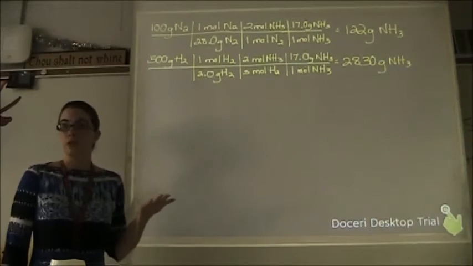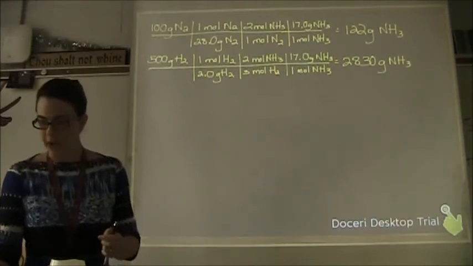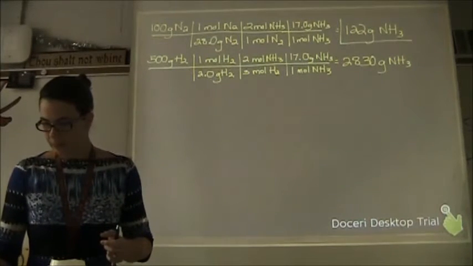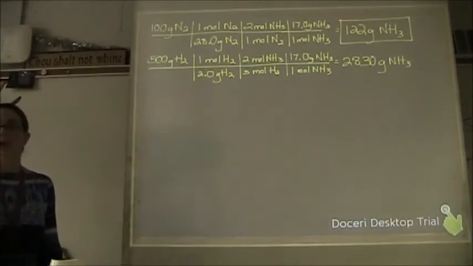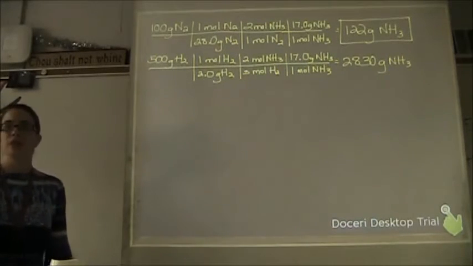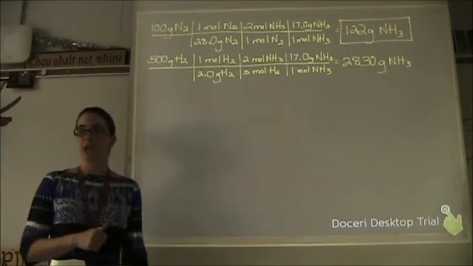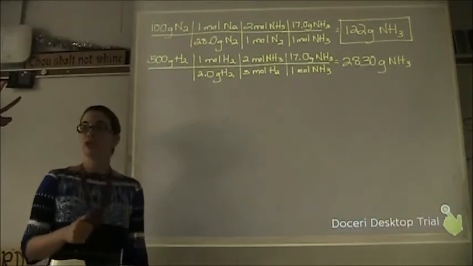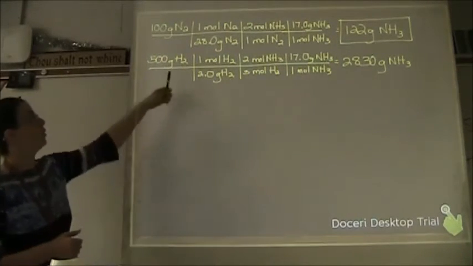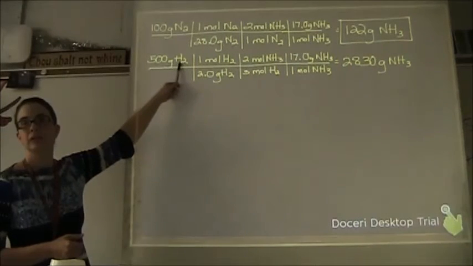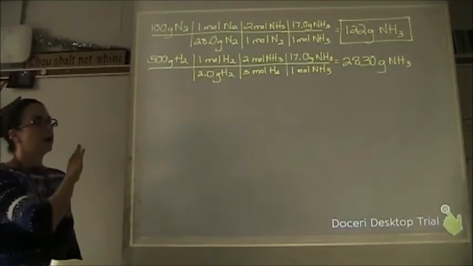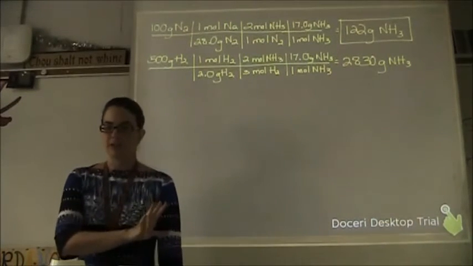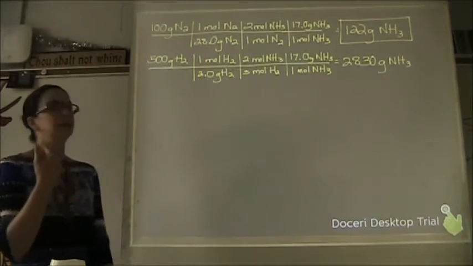Why 122? You're right. Yeah, it's the smaller one. Your smaller answer will be the correct answer. Which means, which reactant is my limiting reactant? Nitrogen. Okay? What do you call the other reactant? Your excess reactant. Good.